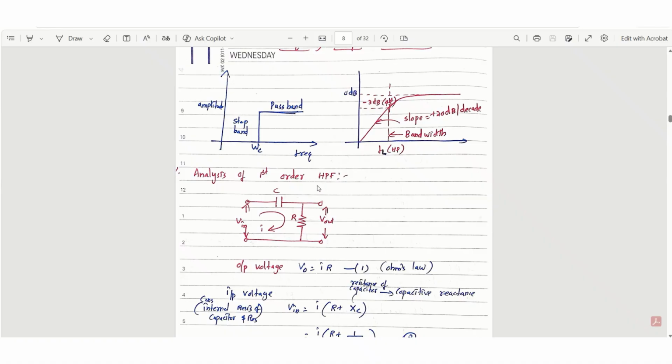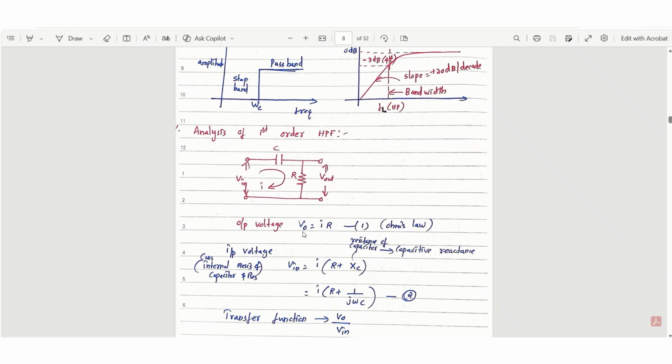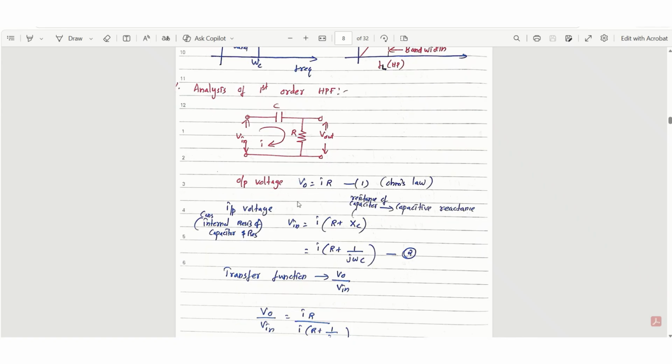the output is taken across the resistor. First, we are analyzing the output voltage of the given RC circuit, that is the high pass filter. Output voltage V0 is equal to the current I flowing through the circuit times the resistance. Since the output voltage is taken across the resistance, the voltage at the output terminal Vout is measured as V0 equal to I into R by using Ohm's law.